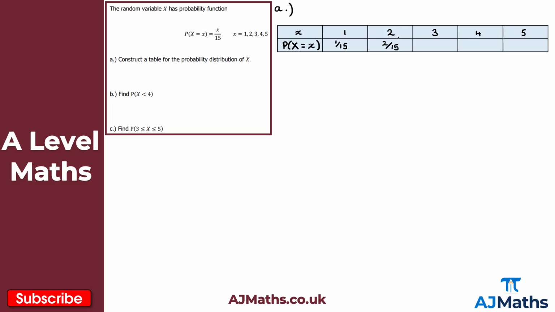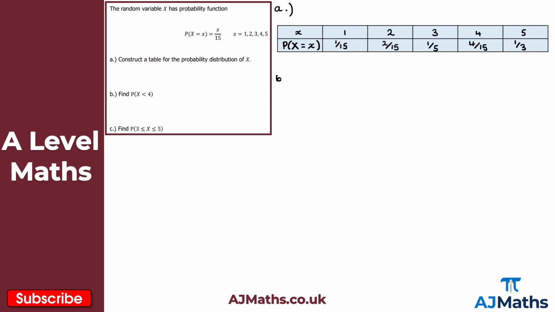When x is 3, we'd get 3 over 15 or 1 over 5, whichever you prefer to put that as. I'll put it as 1 over 5. When x is 4, we get 4 over 15. And then finally, when x is 5, that would be 5 over 15, which is 1 over 3. And there we have it. So that's the table there for the probability distribution of x. So that's part A done.